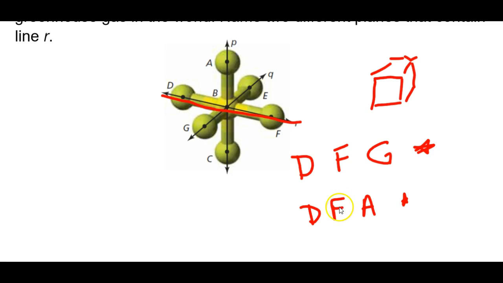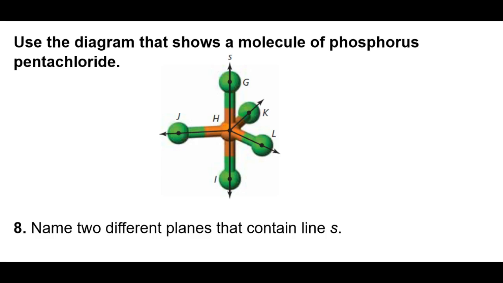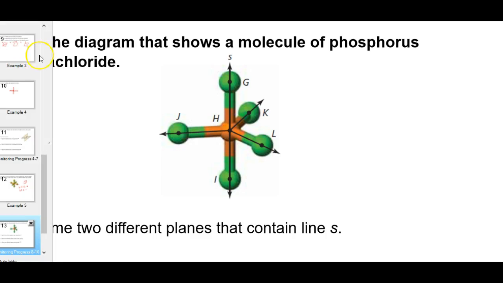And you'll notice when we're naming these planes, there's several different choices we can use because we could pick any point on those planes, okay? So your planes may be slightly different. So here's your last monitoring progress. See what you can do here.